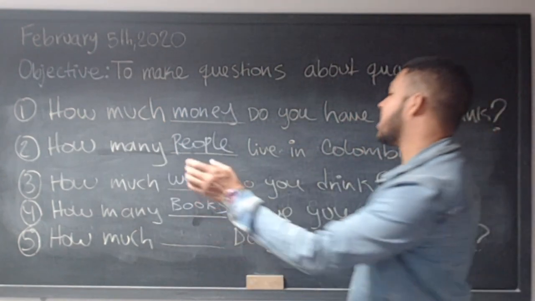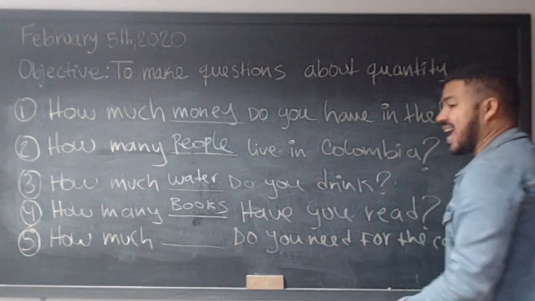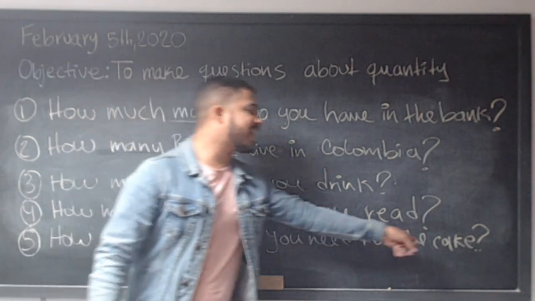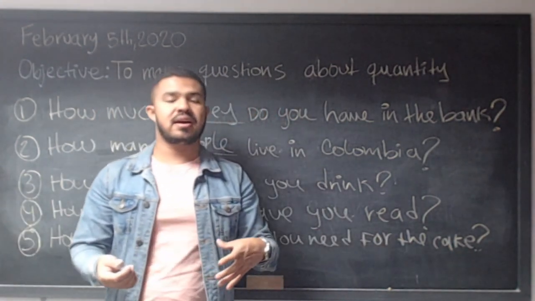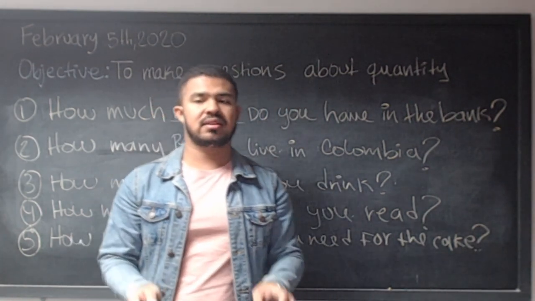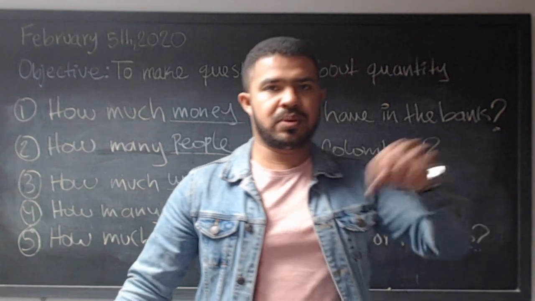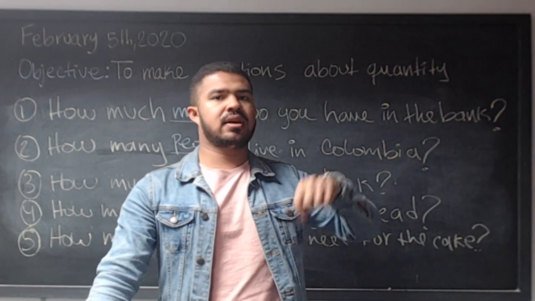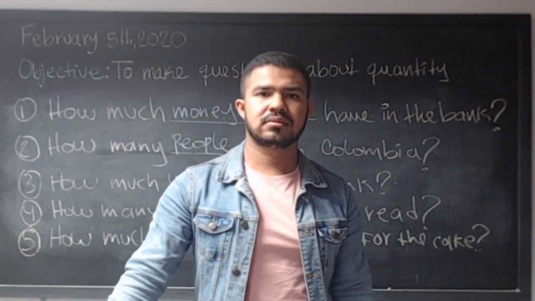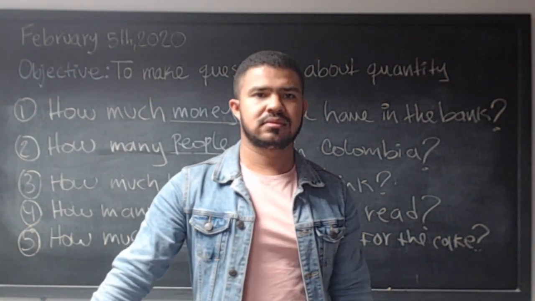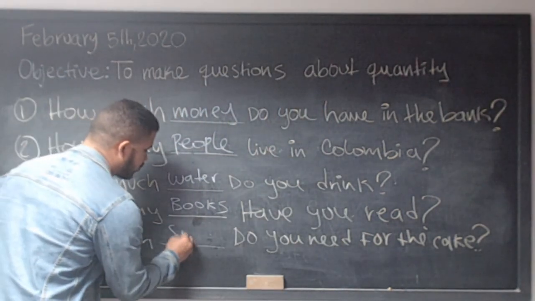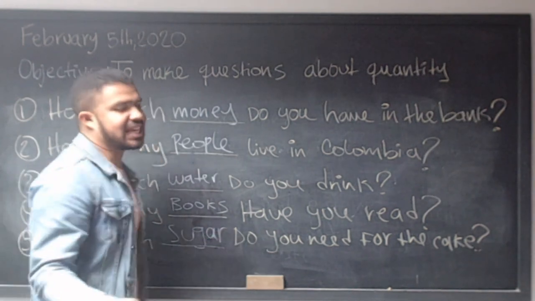And the last one is, how much do you need for the cake? The cake is like, for example, when it's your birthday, you normally get a cake, okay? Where you put the candle, you blow it out. Okay, so that is the cake. Valentina, sugar. How much sugar do you need for the cake? Very good, excellent. Very good, guys, that's it, okay?